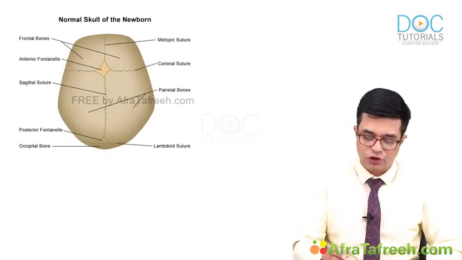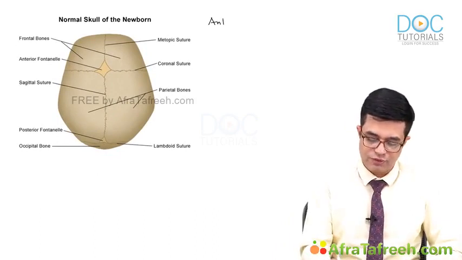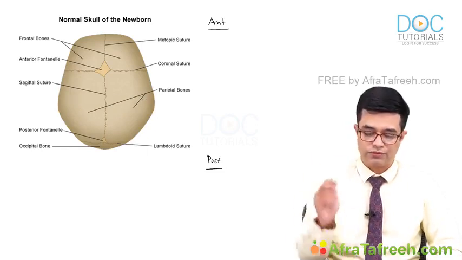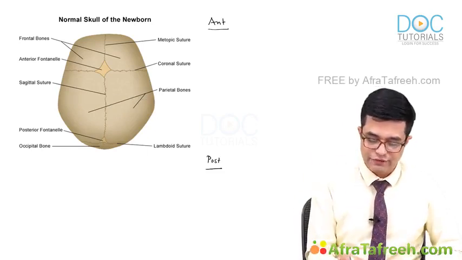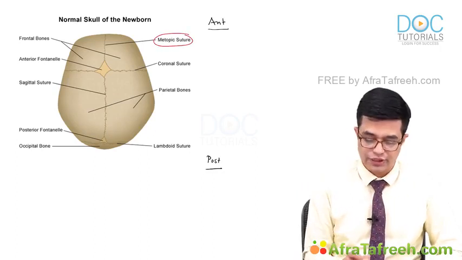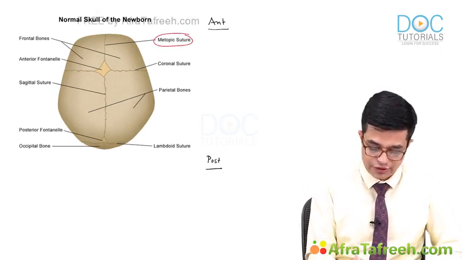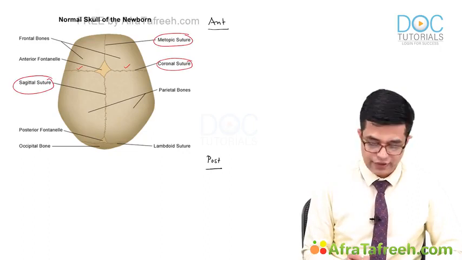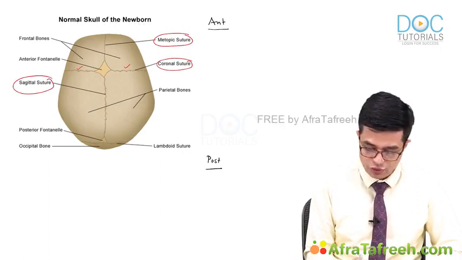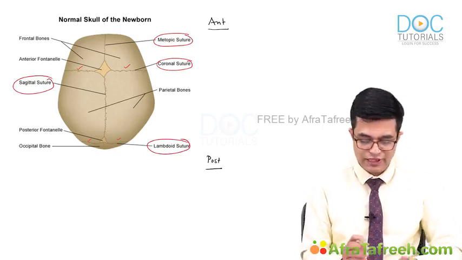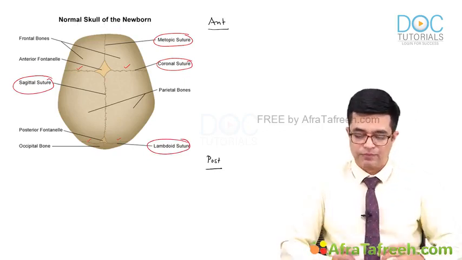We are looking from the top. This is anterior and this is posterior, the back one. So we are looking from the top, right? Anteriorly we have the metopic suture. It is also called as frontal suture. We have two lateral sutures, right and left coronal sutures. Then in the midline we have the sagittal suture. Then posteriorly we have again two lateral sutures called as lambdoid sutures. These are the major sutures that you need to remember.